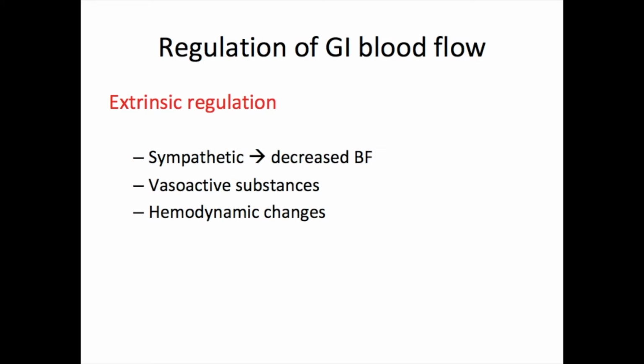Nervous control is achieved by sympathetic and parasympathetic routes. Keep in mind that parasympathetic stimulation increases the local blood flow, while sympathetic stimulation decreases it due to intense vasoconstriction of arterioles, but this does not stay for a long time.